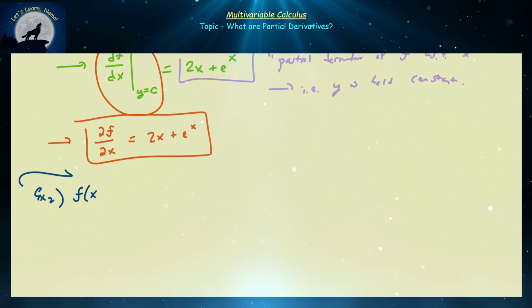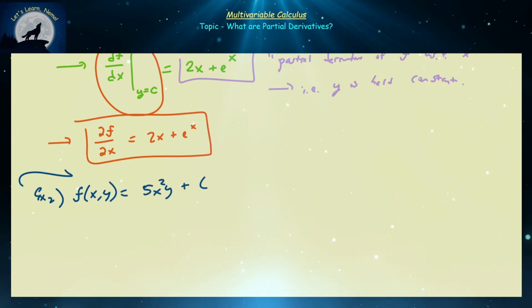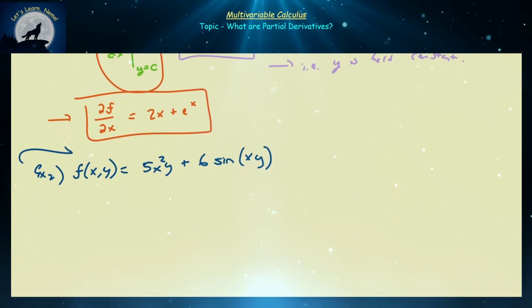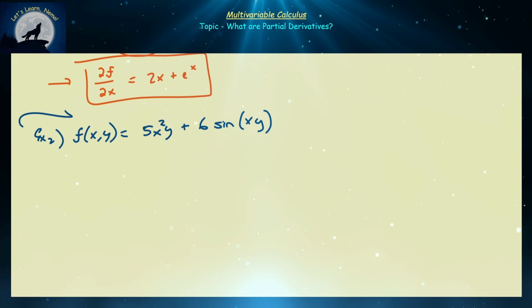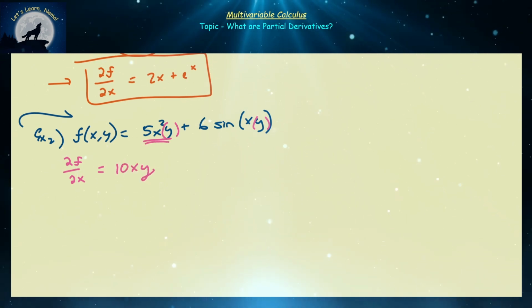Let's assume that we have f(x,y) equal to 5x squared y plus 6 times the sine of xy. And let's assume that somebody asks you, what is the partial derivative of f with respect to x? This is where we're going to hold y constant. So if y is a constant, then 5y is the constant of x squared, so that's just going to be 10xy there. And since y is a constant, that's sort of like the derivative of sine of 5x.